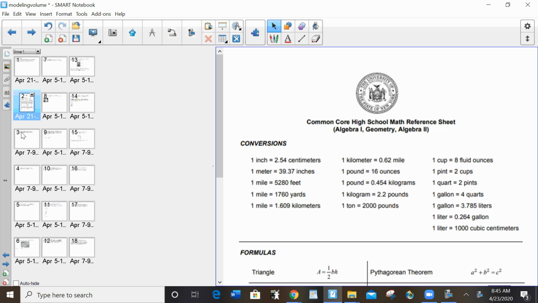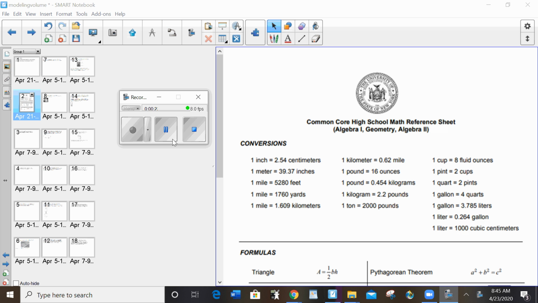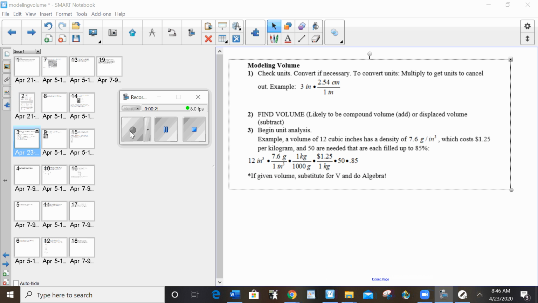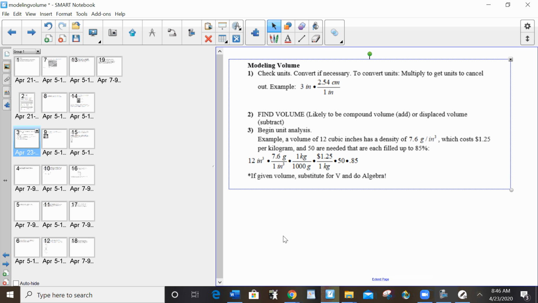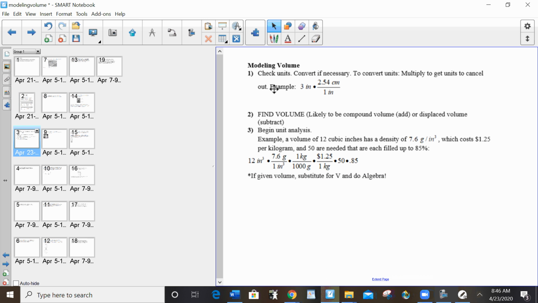We talked about the steps the other day. In fact, let me pause this and just pull up those steps again. Here are your steps. Your first step, you want to make sure your units are good. Your units need to match, and need to match what they want the volume units in. If you need to, you're going to have to do a conversion by following the procedure that we learned for conversions. From there, find the volume.